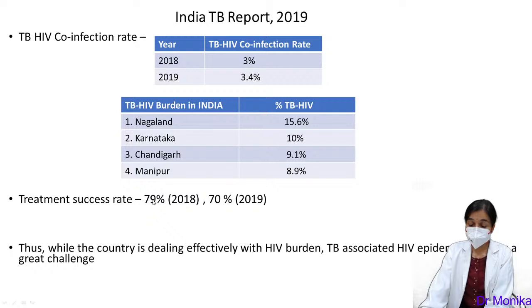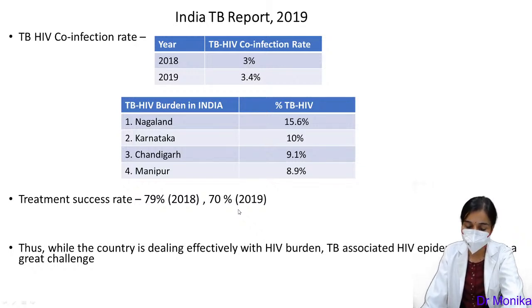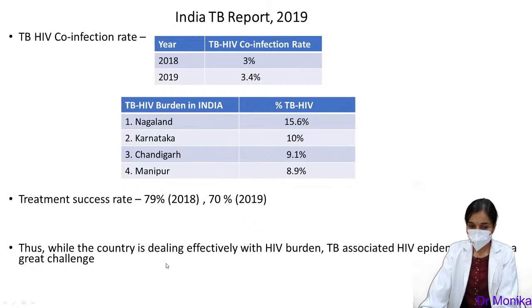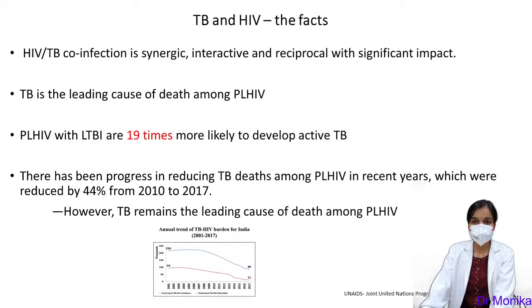The treatment success rate has also seen a decline, where it was 79% and now in 2019 it has become 70%. The fall in the treatment success rate, as I've told, could be because of the increase in drug-resistant cases in India. So while our country is dealing effectively with the HIV-TB burden, the TB-associated HIV epidemic is posing a great challenge for us. These are some of the facts related to TB and HIV co-infection.